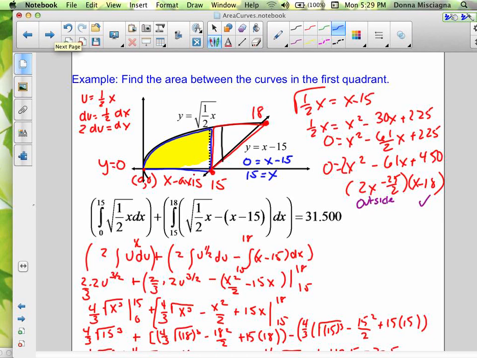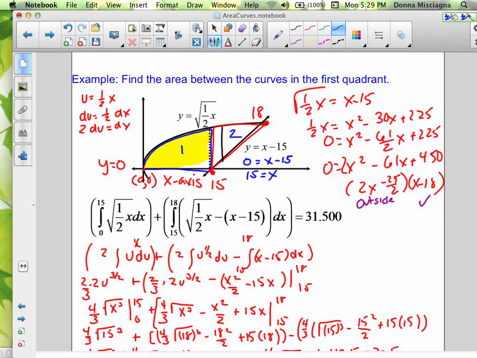So we're going to evaluate piece 1 here, which I put a blue 1 in. We're going to have y equals 1/2 x as the top function, and y equals 0 as the bottom function, and we're going to evaluate that from 0 to 15. And then we're going to switch and do part 2, which is going to be the square root of 1/2 x minus x minus 15, the line there, and that's going to be from 15 to 18.